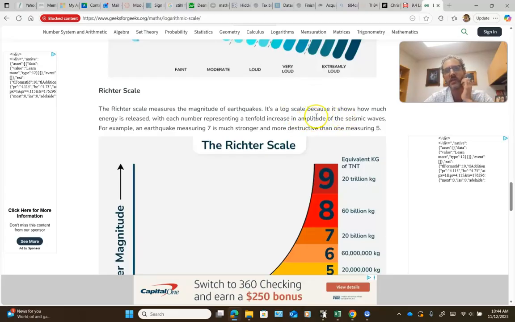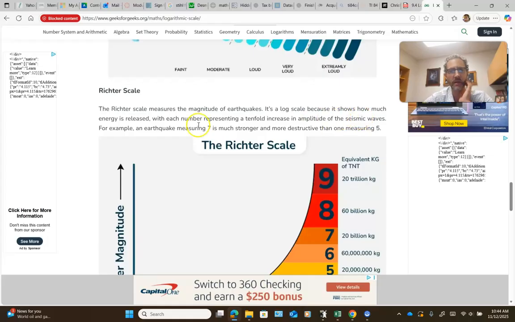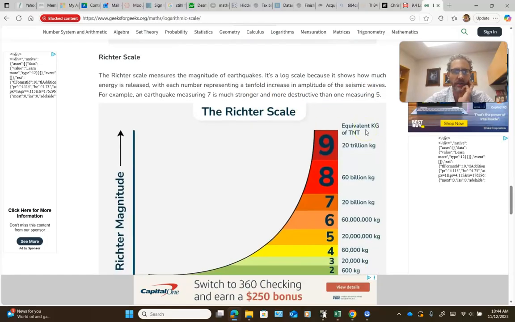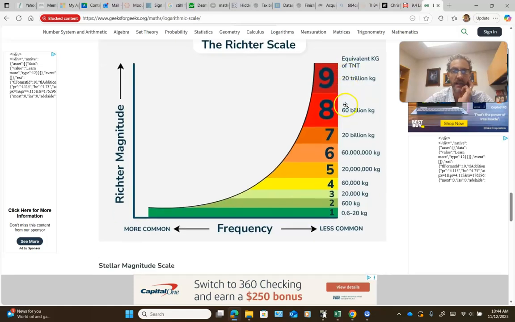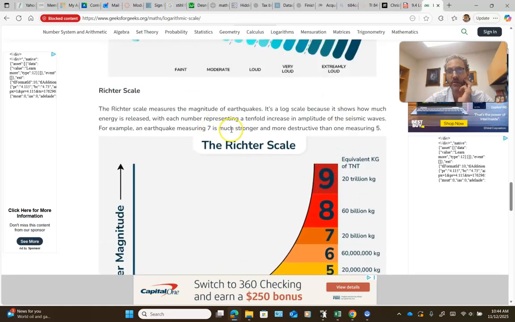So it's the amplitude of the seismic waves. For example, an earthquake measuring 7 is much stronger and more destructive than one measuring 5. Okay? It's kind of exponentially more destructive or stronger.